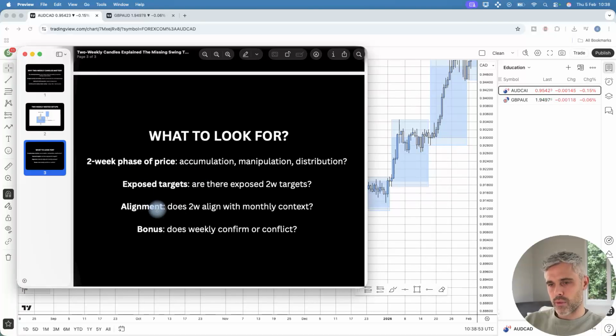Okay, we've talked about alignment. Bonus, does the weekly confirm or conflict with the 2-weekly? We're going to talk about this in a lot more detail in the next video. But if you start to truly understand these things and what to look for in relation to swing trading the 2-week time frame, you can consistently hit winning trades.